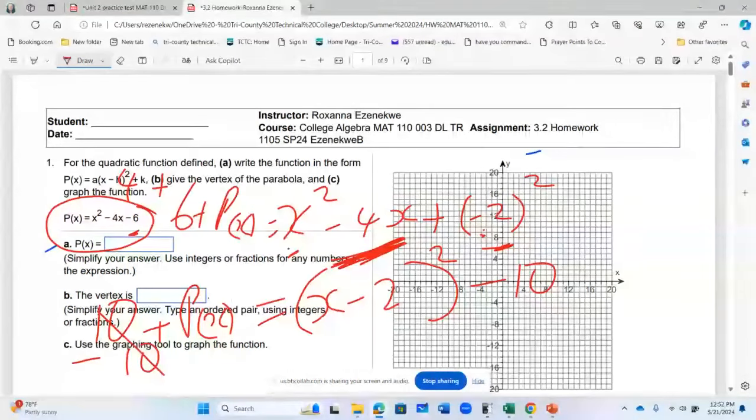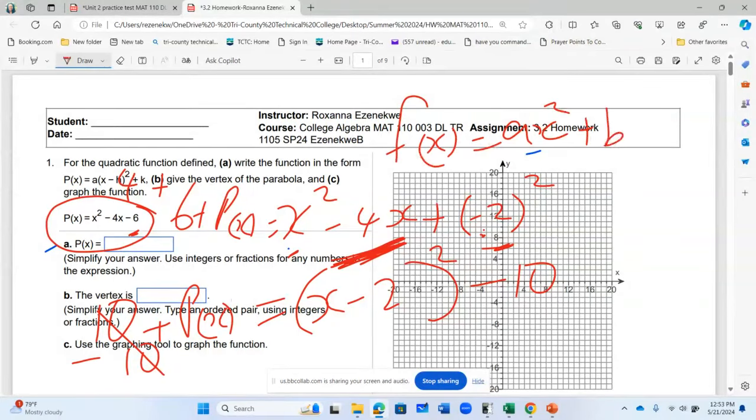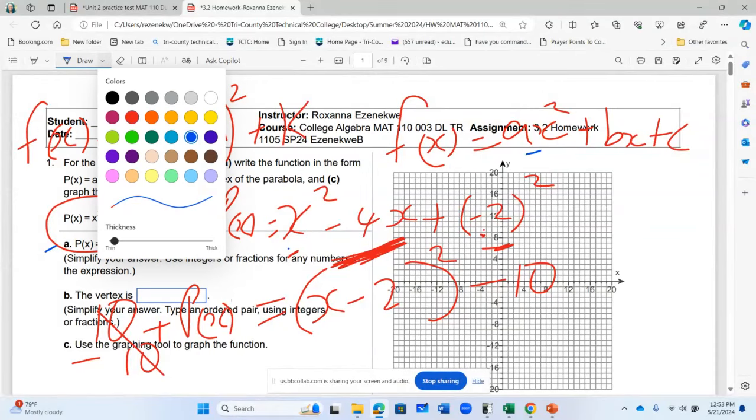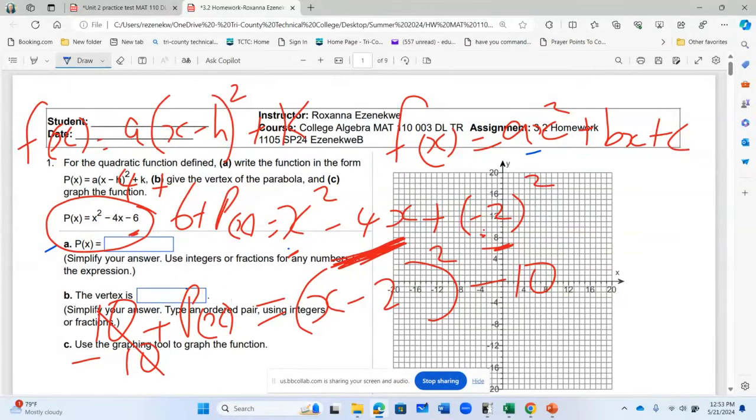Okay. I want you to see that the standard form of a quadratic function, first of all, standard form is f of x equal to x squared plus bx plus c. But the vertex form, which we are trying to change this to, is a, the leading coefficient, times x minus h squared plus k. All right, so now we have changed from standard form to the vertex form.